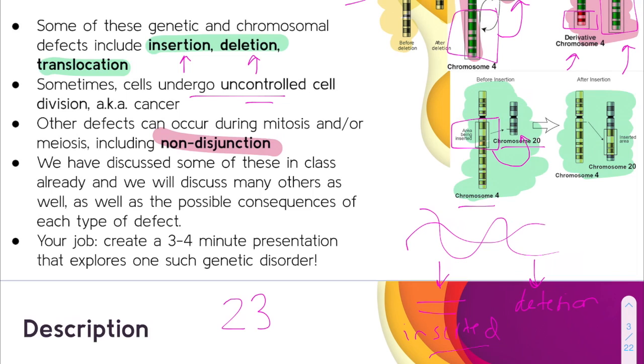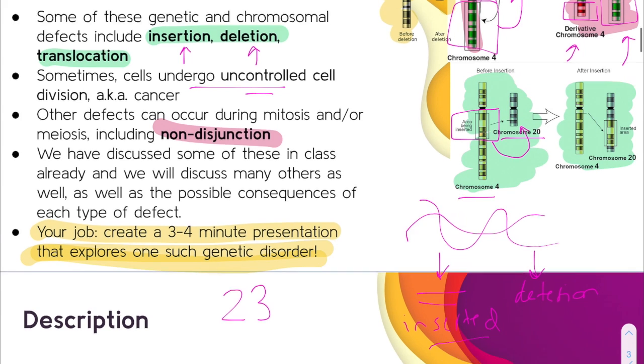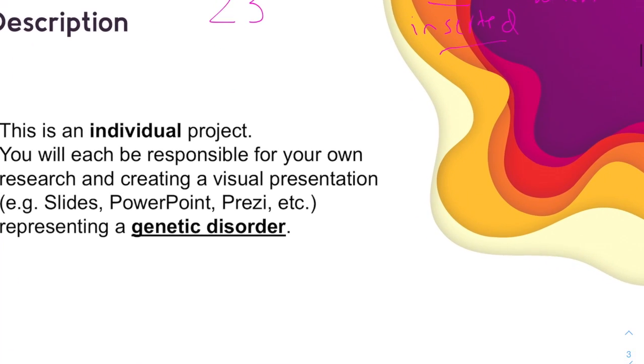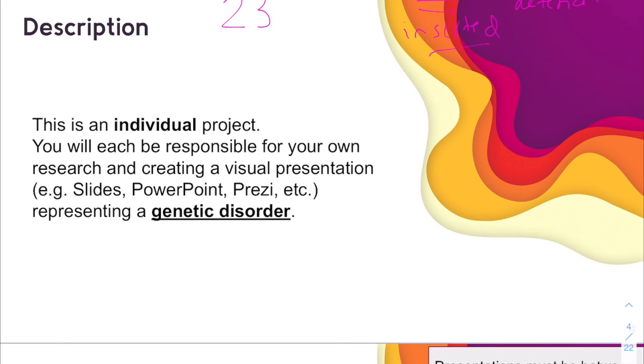Now, what is your presentation? What is your project? You'll be creating a 3 to 4 minute presentation on one genetic disorder. So that's going to require you to do some research. This is an individual project, so you're responsible for researching a genetic disorder that you're interested in and creating a PowerPoint or a visual presentation. It could be slides, PowerPoint, Prezi, any visual type of presentation, on a genetic disorder that you choose.